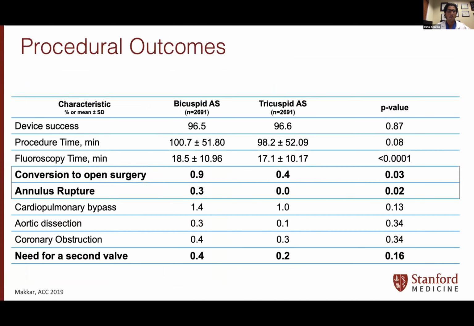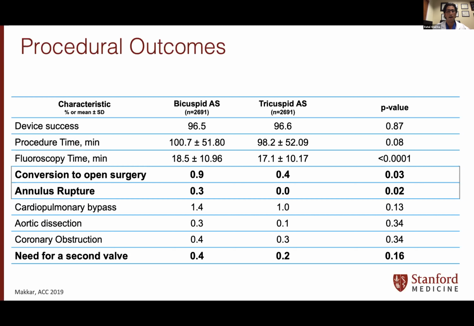registry. The most important procedural outcomes to take away from this was that the conversion to open surgery was slightly higher in the bicuspid, still under 1%. There was a significant difference there. And annular rupture, there were no cases of annular rupture in tricuspid aortic stenosis, but a very low rate, although I think you would argue that any rate, particularly as we move into a younger, lower risk population, is not acceptable, was a difference between the two groups.